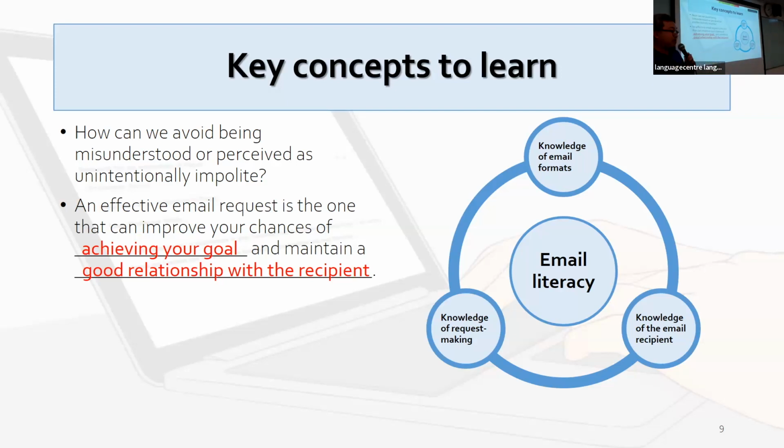I know there are some English major students here, and for those English major students, if you do pragmatics, I'm using the term knowledge of request making to refer to the concept of pragmalinguistic competence, and for this domain, knowledge of the email recipient, I'm referring to sociopragmatic competence. But because today we have a number of non-English major students, I'm trying to avoid very complicated terms in applied linguistics. So I'm choosing some simple terms so that you can understand what sort of knowledge we need to have in an easy manner.